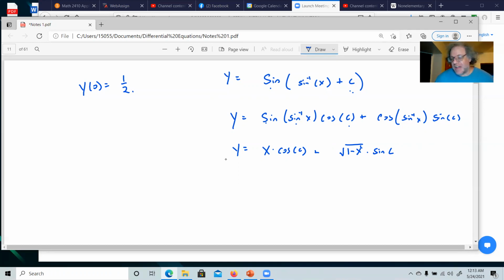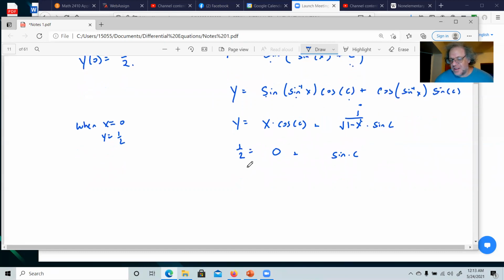All right. Just happened to work that out. That was nice. So we catch a little bit of a break. See, now the problem's easy. Right? It's not easy. So when x equals 0, y equals 1/2. So we have 1/2 is equal to, well, this term is 0, plus, plug in a 0 here, we just get the square root of 1. So we have sine of c is equal to 1/2.